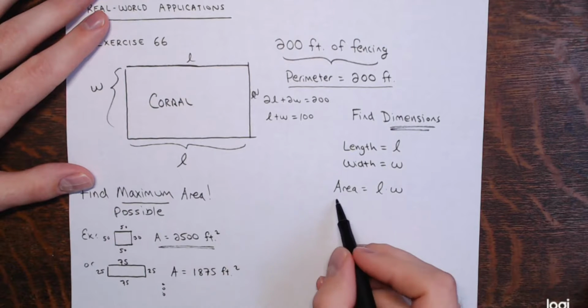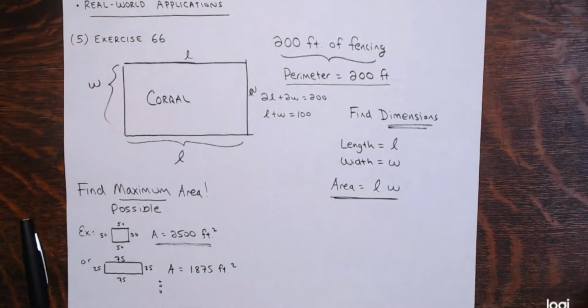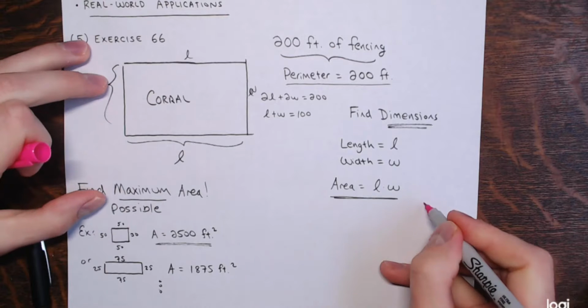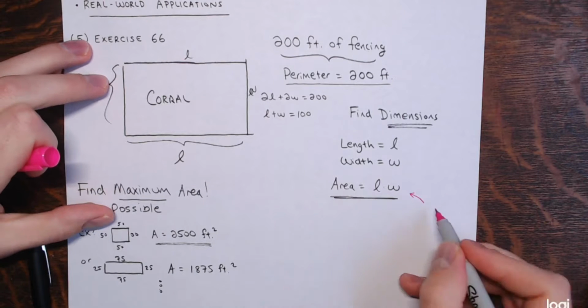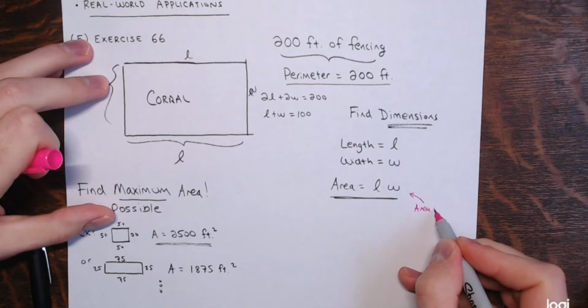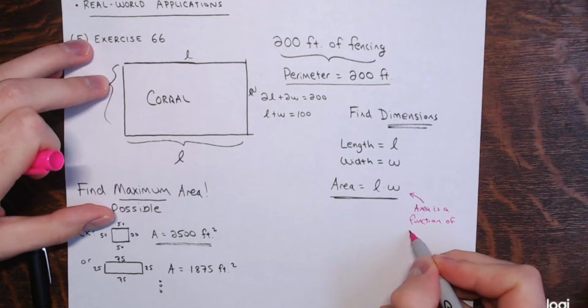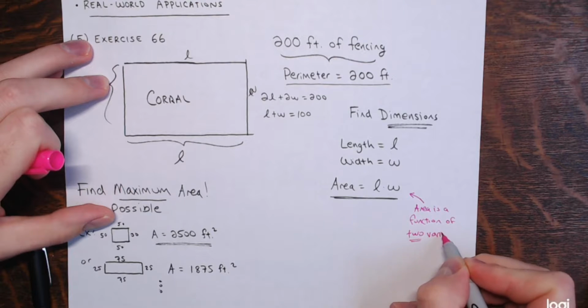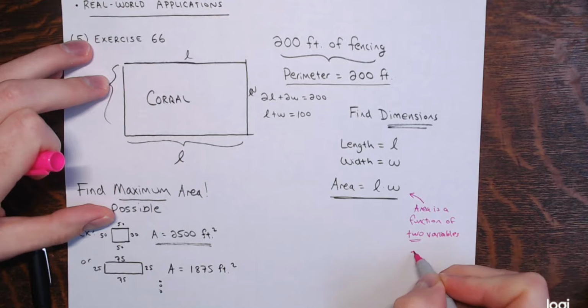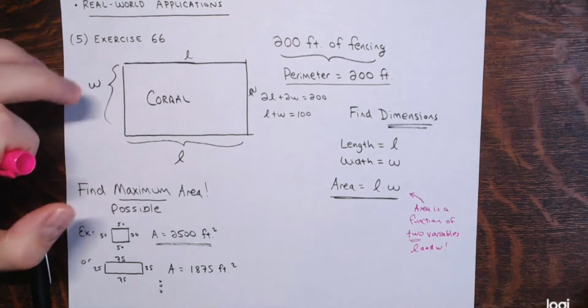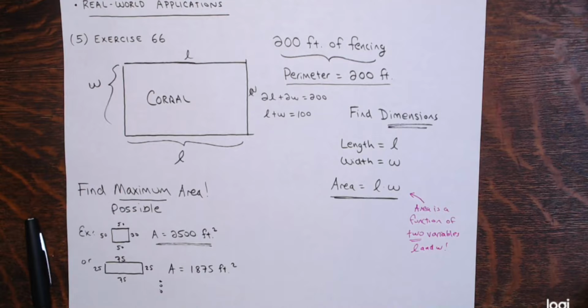And we have down here area. Area equals length times width. Well, right now, the way I have this written, area equals L times W, area is a function of two variables, L and W. We're not used to seeing functions of two variables. We want a function of a single variable, a quadratic function. So we're going to make a substitution.